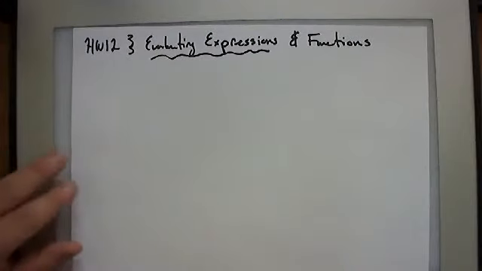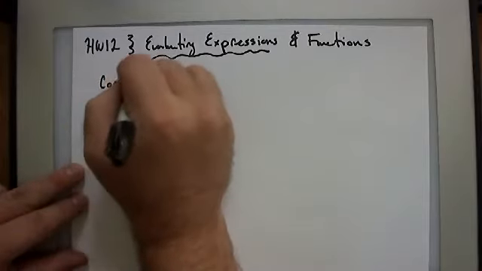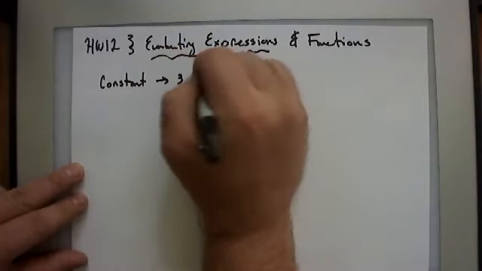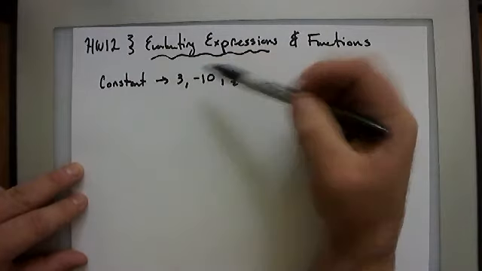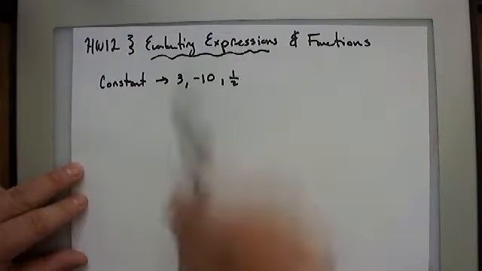A couple vocabulary words before we get going. I think we've even mentioned some of these. A constant, that's like a number, like 3 or -10 or 1/2, right? The value of 3 is fixed. It doesn't change. The value of -10 is fixed. It doesn't change. The value of 1/2 is fixed. It doesn't change.